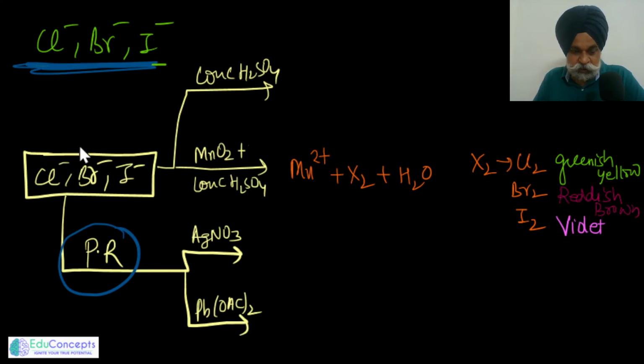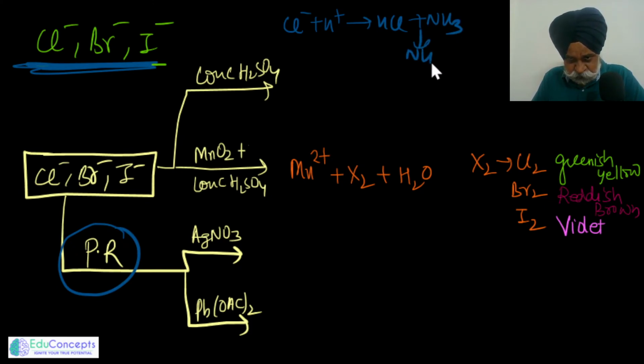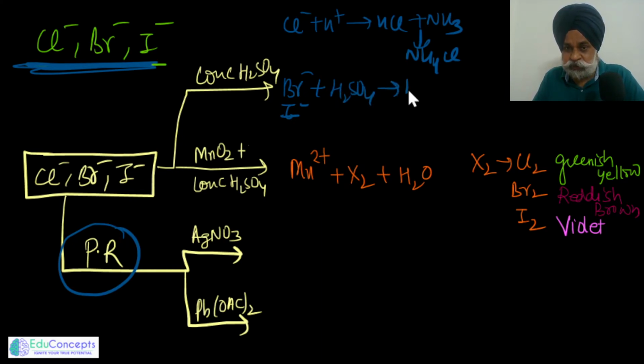And along with dilute HCl they would not react. With concentrated sulfuric acid, chloride reacts to form HCl as an acid, which can be detected by treating it with ammonia as white fumes. But bromide and iodide, being fairly good reducing agents, along with sulfuric acid, happen to produce bromine or iodine gas.